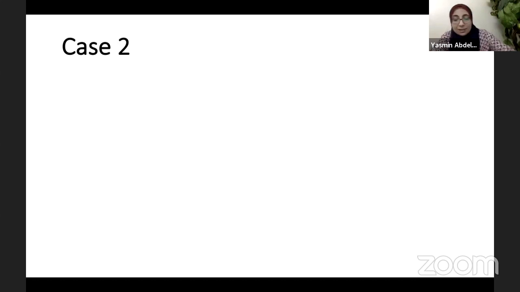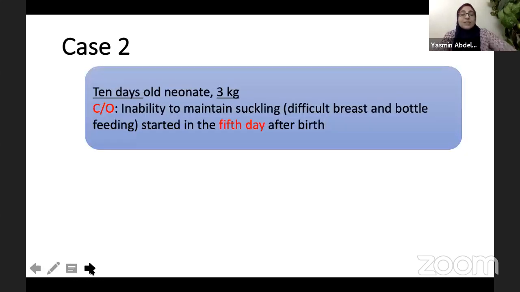Our second case is a 10 days old neonate. He's 3 kilograms. He presented to us with inability to maintain suckling, difficult breast and bottle feeding. These symptoms started on the 5th day after birth.